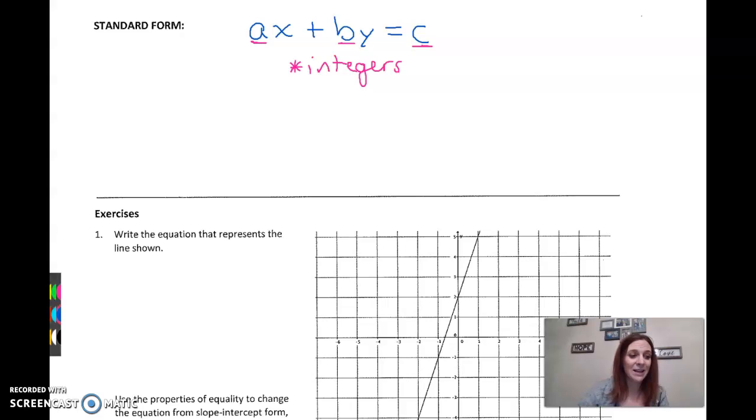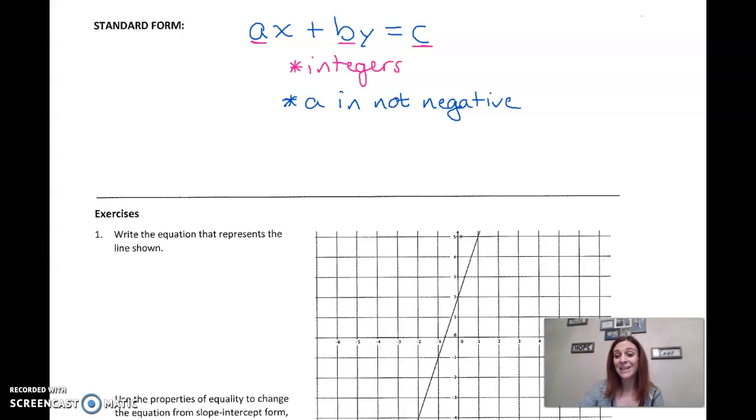The other thing that can't happen is a, the coefficient of x, whatever that number is, can't be negative. So whatever number is in front of x is the coefficient, is attached to the x. This one right here has to be an integer, but it's not negative. It has to be a positive number. This can be negative, this can be negative, a can't be negative.